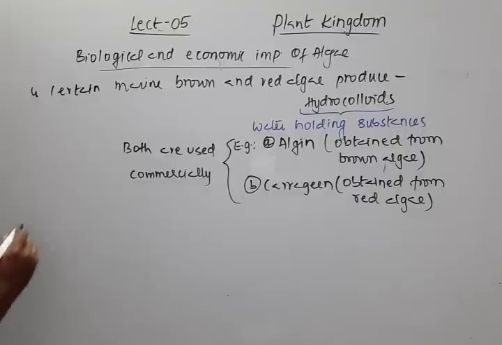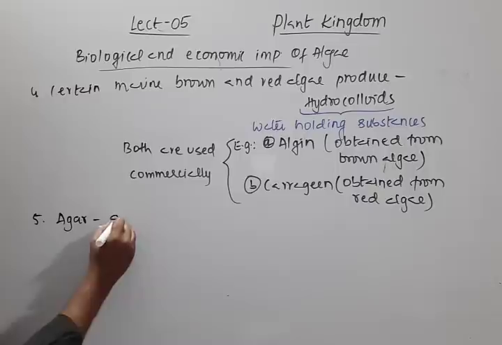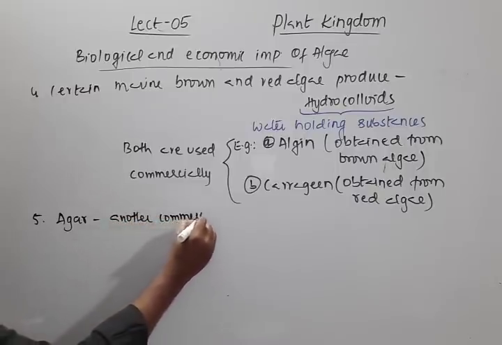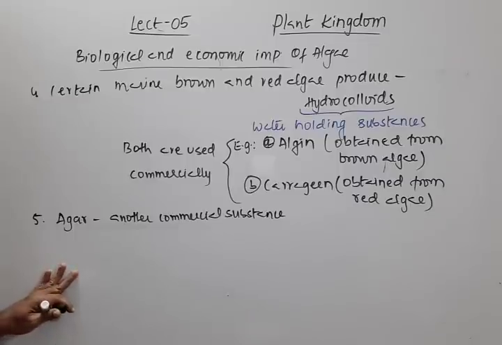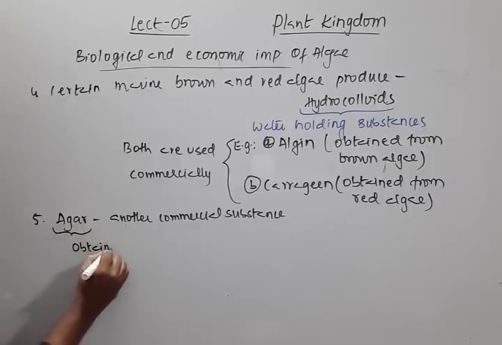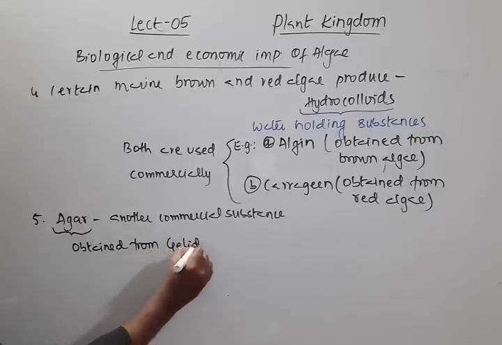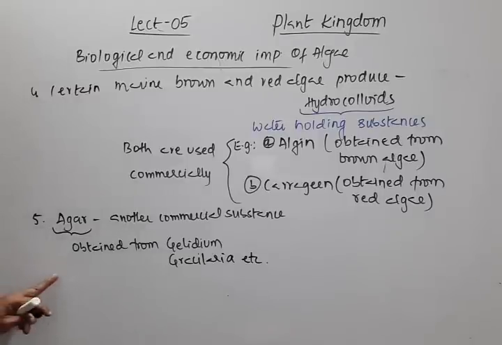Then the next one, so there is another substance called agar. This agar is another commercial substance. And this agar is obtained from Gelidium, and then Gracilaria, etc. So from these algae we obtain this substance called agar.